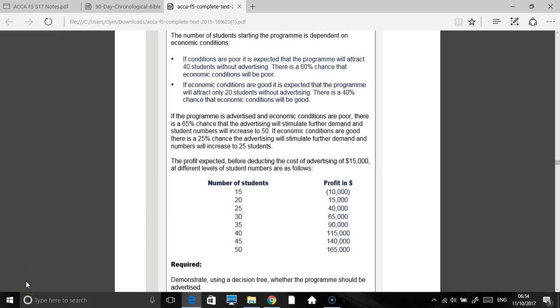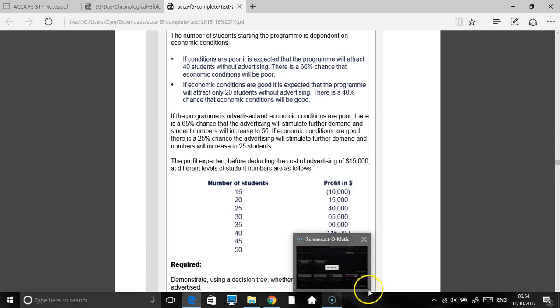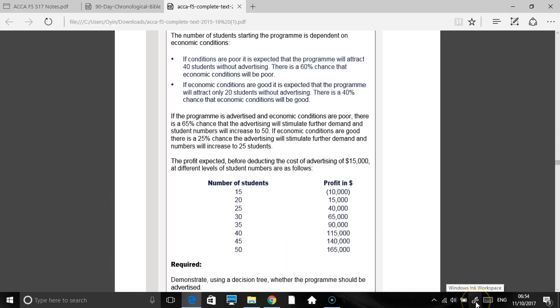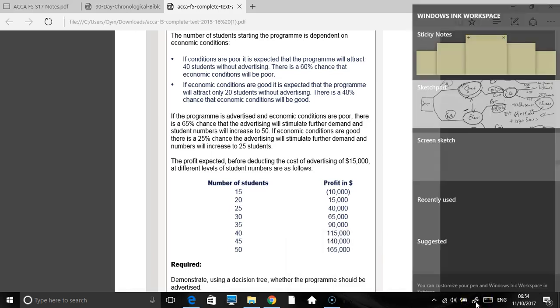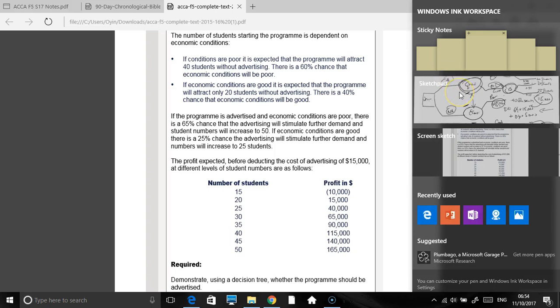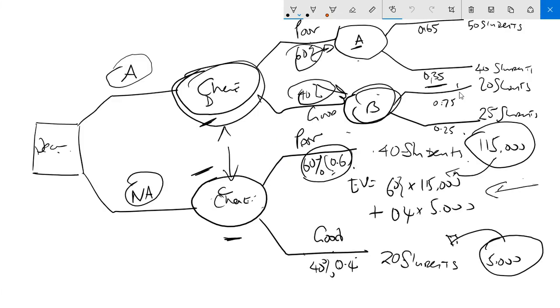Okay, for the final part of this video, we've been looking at decision trees and just trying to make simple decisions. Just going back to my screen, so far I've been talking about this question from your textbook, where they were trying to make a decision as to whether or not to advertise.